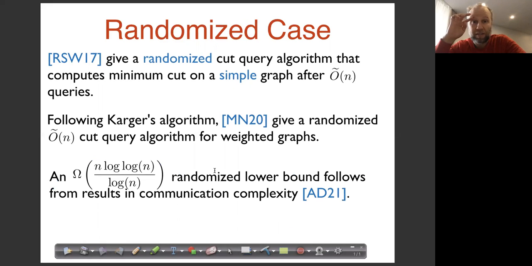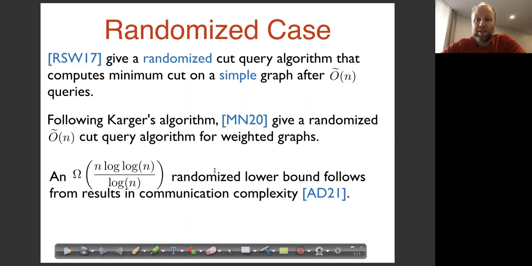So let me just talk about the randomized case for a second. The randomized case is essentially resolved. For simple graphs, Rubinstein, Schramm, and Weinberg gave a randomized cut query algorithm that computes minimum cut after n times polylog many queries. And a few years later, Mukhopadhyay and Nanongkai gave an algorithm for weighted graphs with the same complexity, n times polylog. Actually, it's interesting, these two papers use very different techniques.